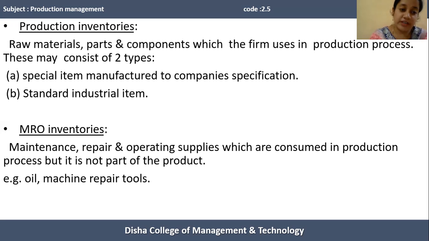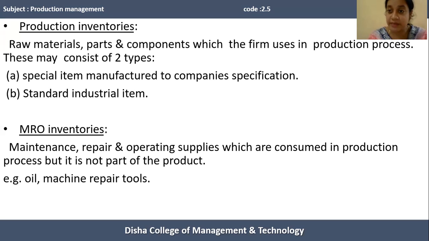Next type of inventory is MRO inventory. MRO means maintenance, repair, and operating inventories. There are certain items which are not directly used in producing a particular product but support the production process. Certain materials are required for maintaining the machines, for repairing or operating the machines, or for supporting the production process. That type of inventory is known as MRO inventory.